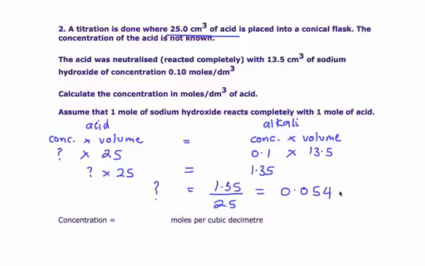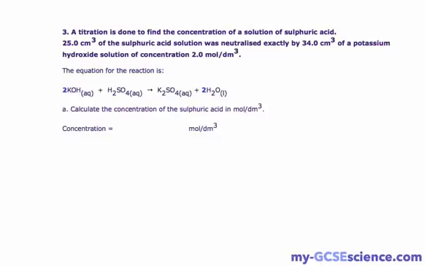So it's going to be moles per dm cubed. So we can just plug that in into our little gap here, and there's our answer, moles per cubic decimeter. That's just the same way as, again, as saying moles per decimeter cubed. Now the next problem is slightly different.